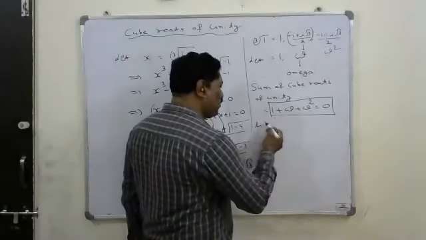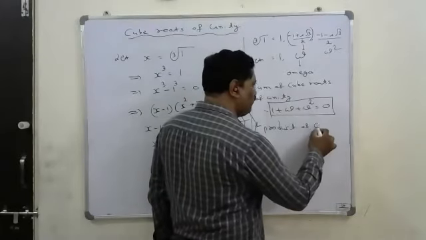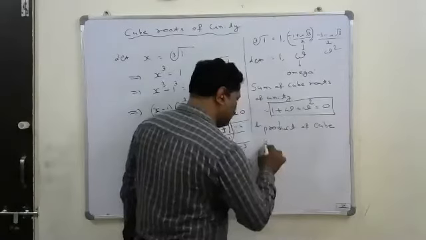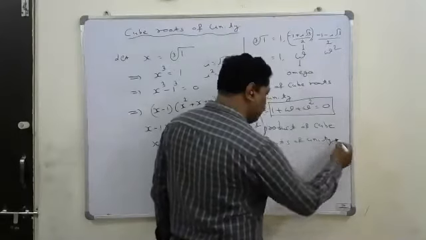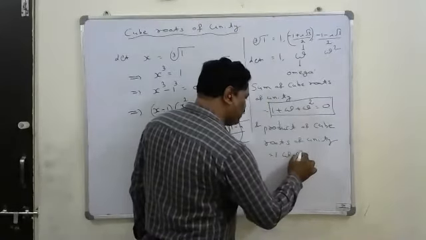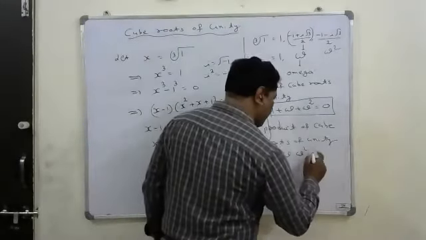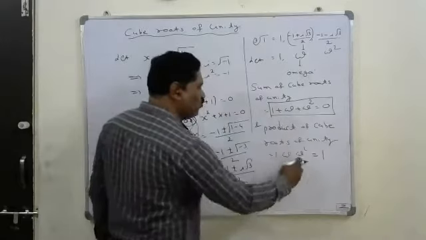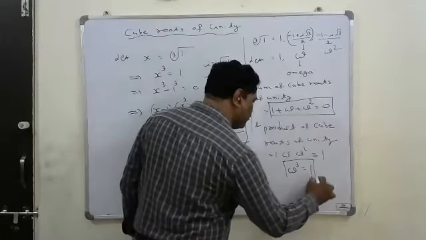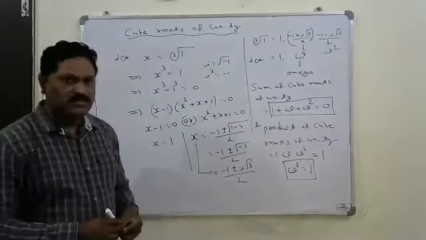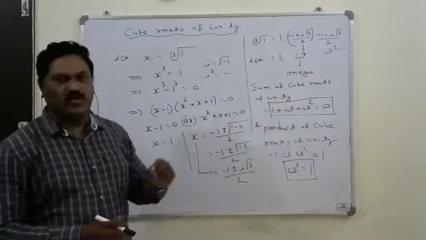And what is the product of the cube roots of unity? One. The product of the cube roots of unity is 1 into omega into omega square. If we multiply all three, we are going to get 1. Omega into omega square means omega cube. The value of omega cube is equal to 1. This is the point we have to remember. So omega cube is 1, and 1 plus omega plus omega square is 0. This is the point we have to remember.